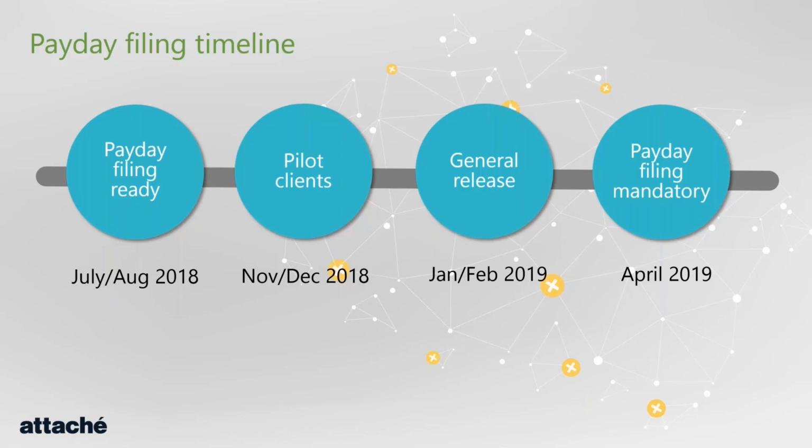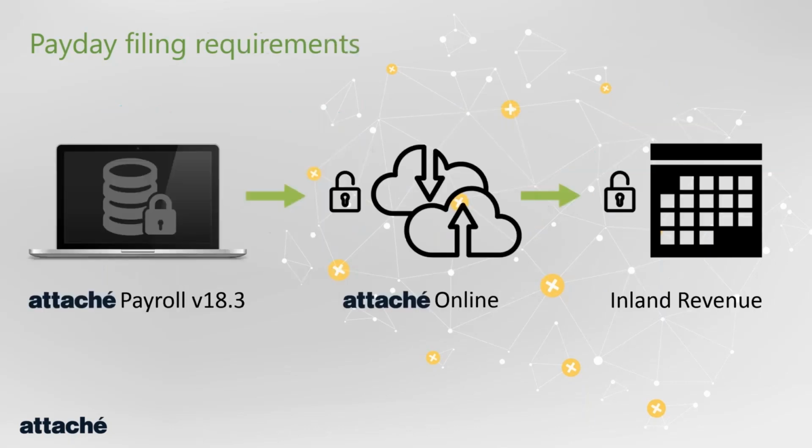Requirements for Payday filing: obviously you need Attaché Payroll 18.3, which hopefully will be released next week, later on this week. That's the desktop version that is required for Payday filing. You also need Attaché Online, you need your organisation, you need it all connected, because Attaché Online is the one that's connecting to the Inland Revenue server. So you need to have Attaché Online set up.